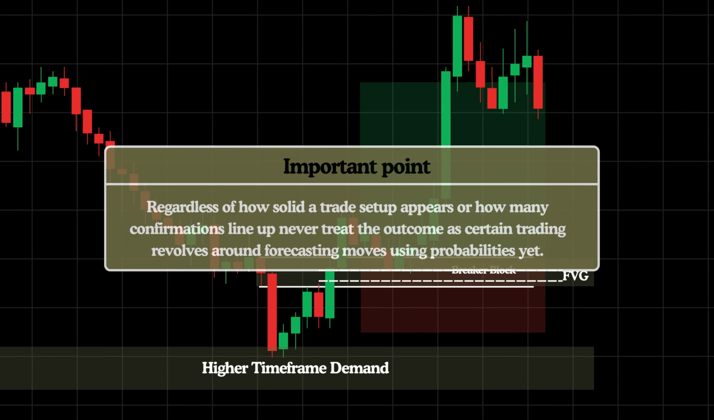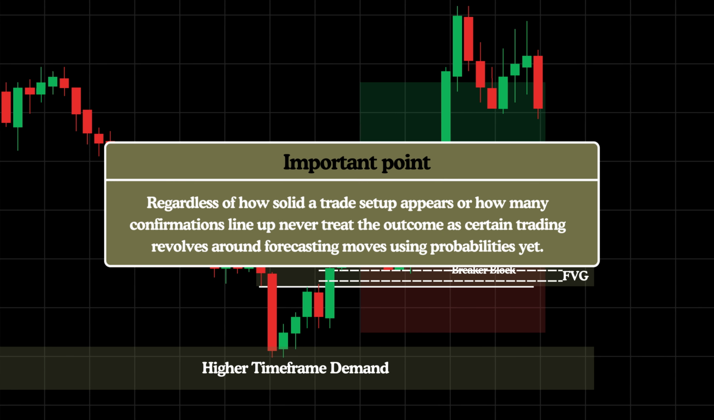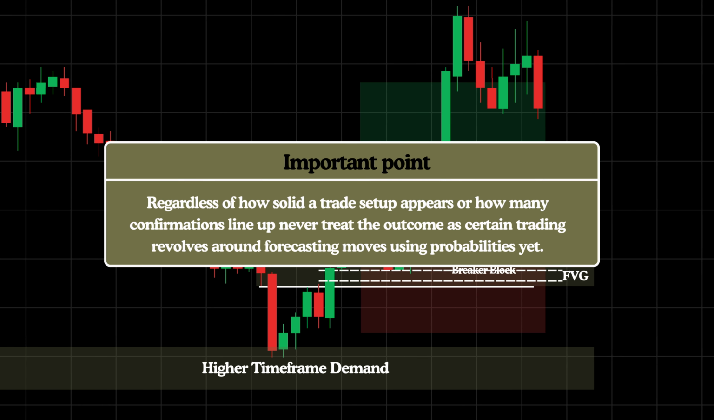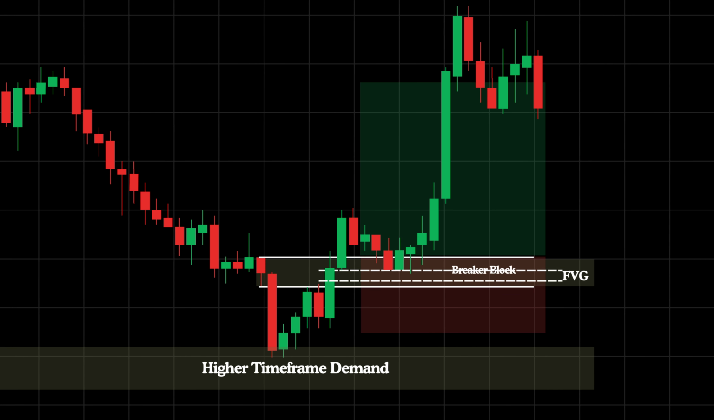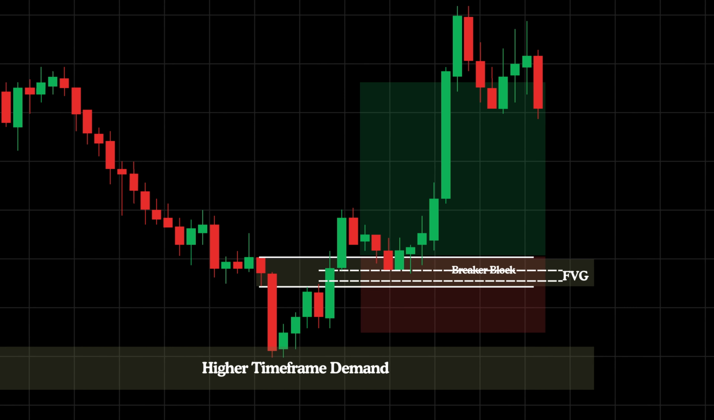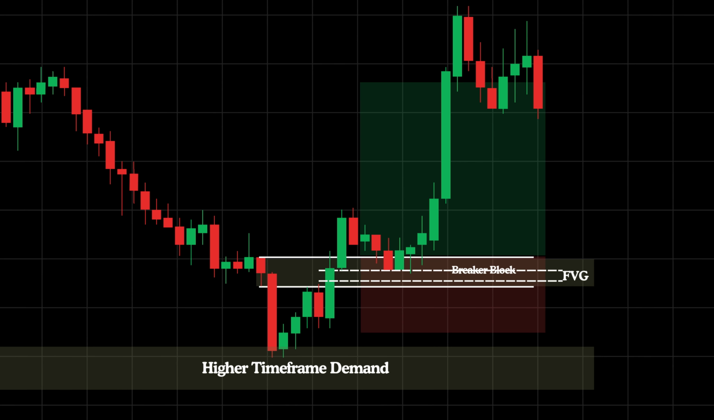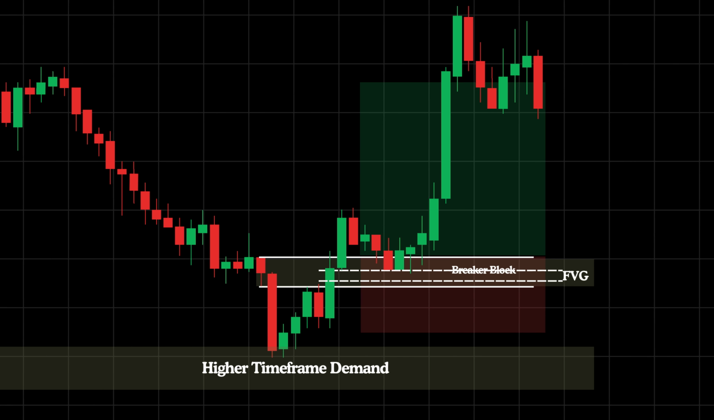However, here's an important reminder: regardless of how solid a trade setup appears or how many confirmations line up, never treat the outcome as certain. Trading revolves around forecasting moves using probabilities, yet the future is always uncertain. The core of technical analysis and price action is spotting recurring patterns shaped by consistent trader behavior. Beyond that, market direction is beyond our control. It's equally essential to keep your expectations realistic.